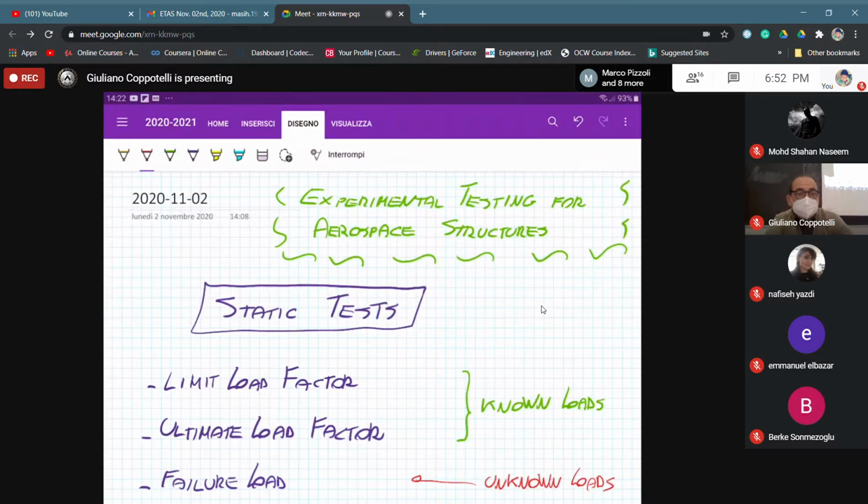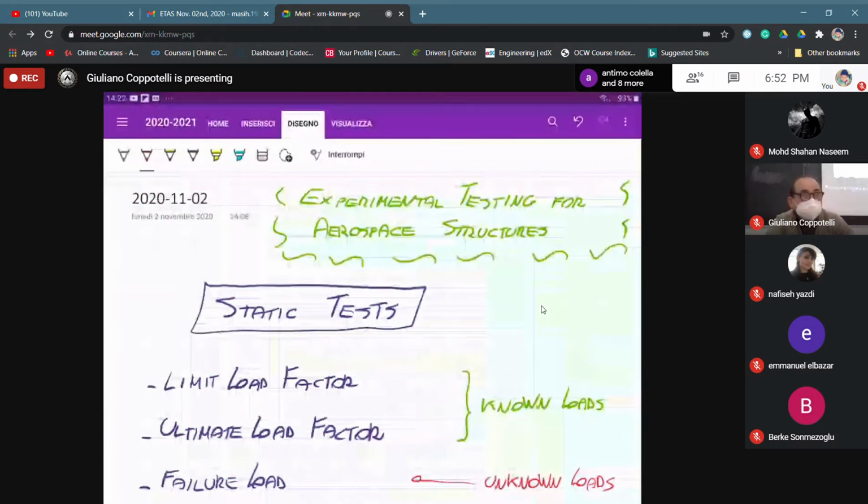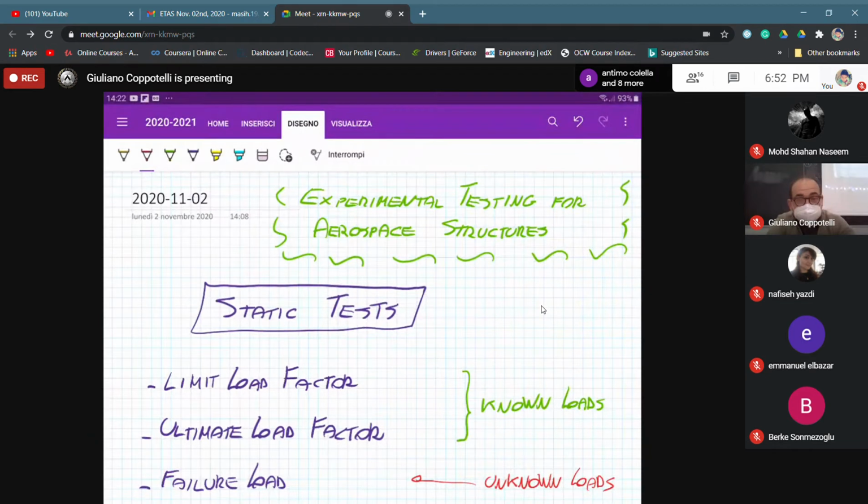Okay, and the purpose of such a test is to verify the numerical model in terms of linear elastic behavior. So we have to be sure that while doing the test, the displacements are limited, that there are no free plays, and when we are going back to the zero loading conditions, the structure always goes back to the zero displacement. Okay, so the reference condition.